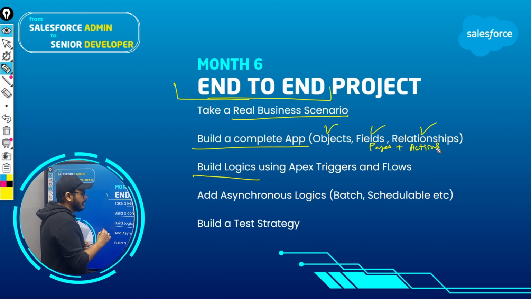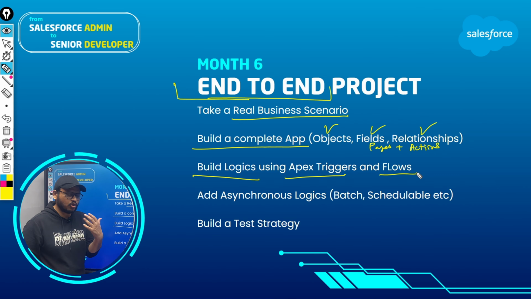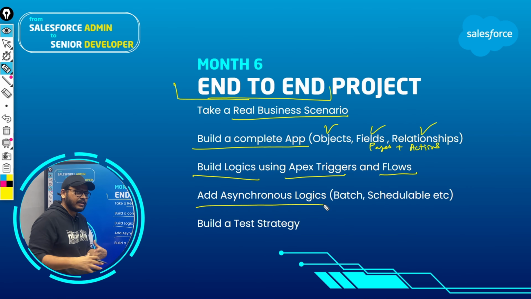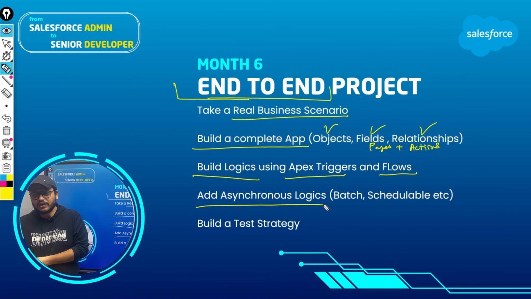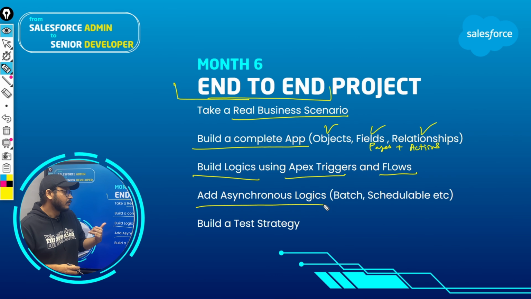Then the next step can be to build your logic using Apex triggers and flows. So try to build those automated logics with both triggers as well as flows. Add asynchronous logic. Try and understand the use of asynchronous. As I said earlier, you should understand when to use synchronous versus asynchronous. So you'll have to start understanding when I need code to run synchronously versus when I need code to run asynchronously.